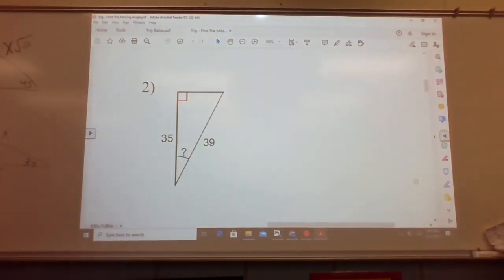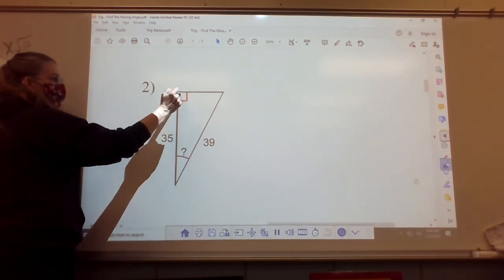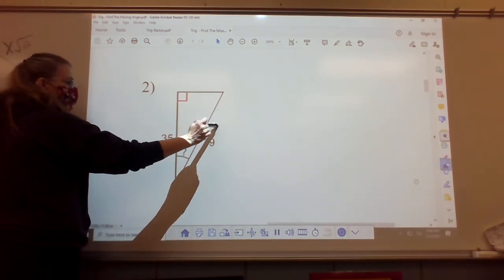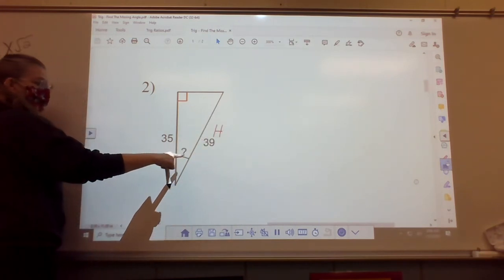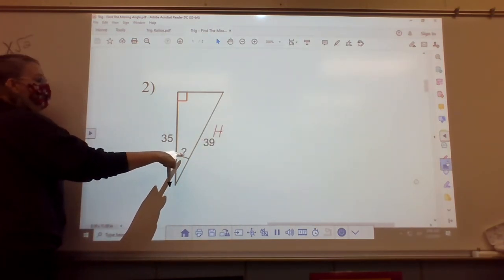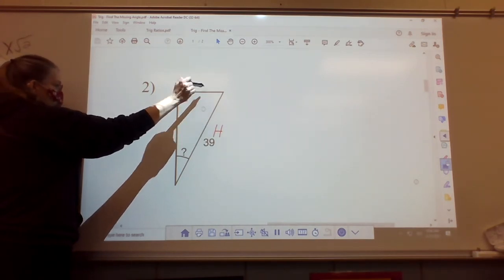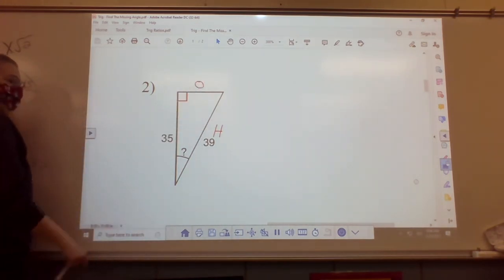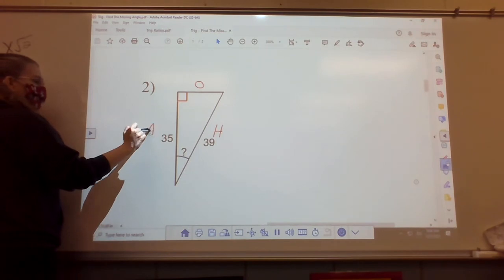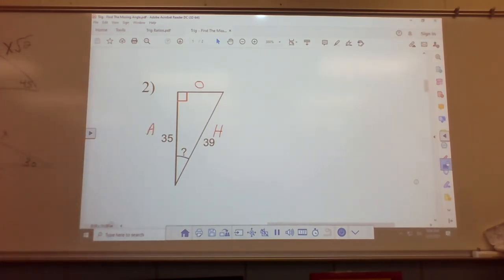Step 1. Mark the hypotenuse. What's the hypotenuse? 39. Here's my 90. Opposite of the 90 or the biggest side is the hypotenuse. Now I'm working from the question mark. So if I walk across, O is the side that doesn't have anything. So A must be 35. So mark this side first.